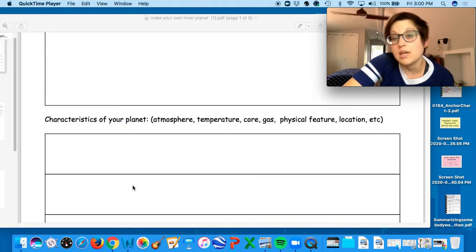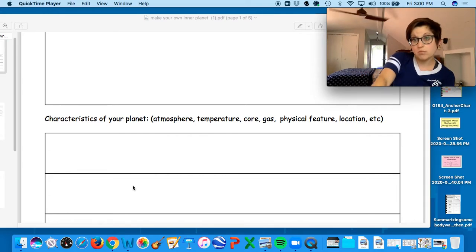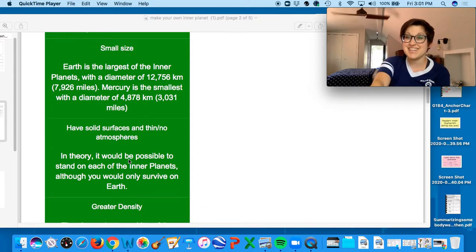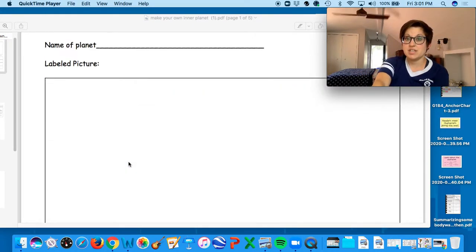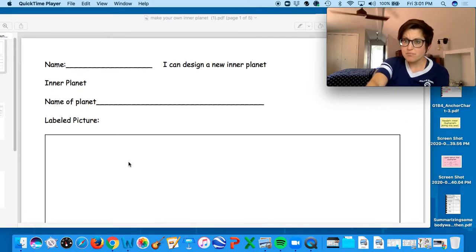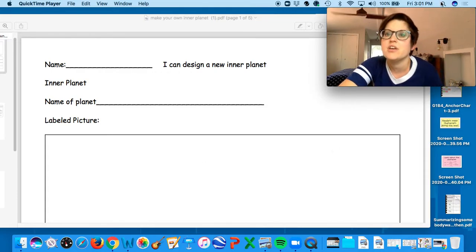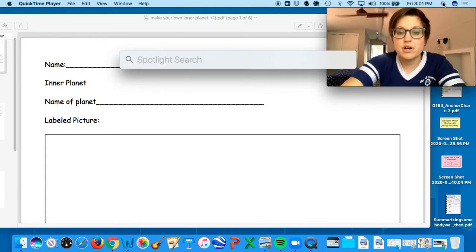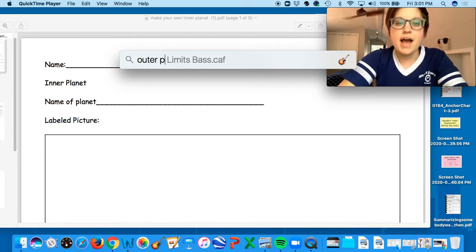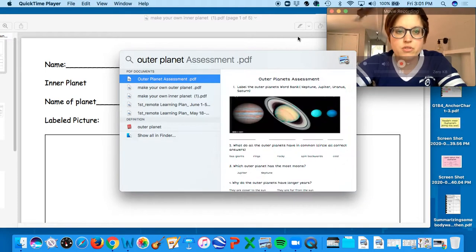So does your inner planet have a moon? Does it not have a moon? So you can read through these to get ideas of characteristics that your inner planet can have. And then tomorrow, you are going to do the exact same thing with an outer planet. So instead of having your inner planet, you are going to do your outer planet. So let me pull that up for you.